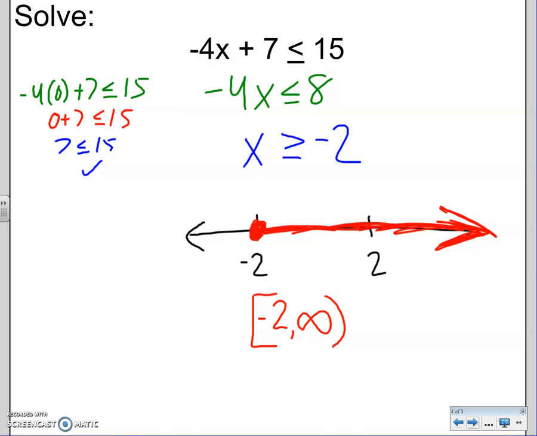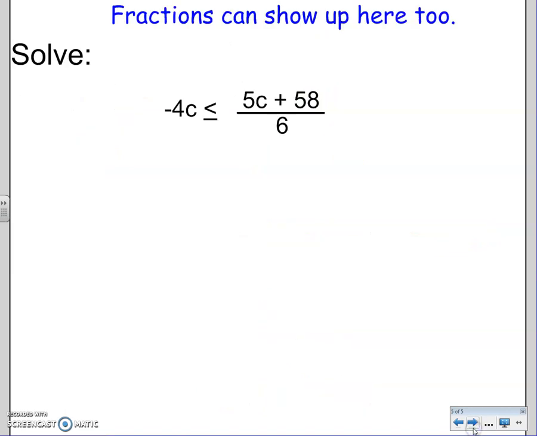We'll make this true. We also have that set notation, so you could write it like this: x equals the set of all x's such that x is greater than or equal to -2. Kind of see that inequality in there. And that's it. All right, one more slide.